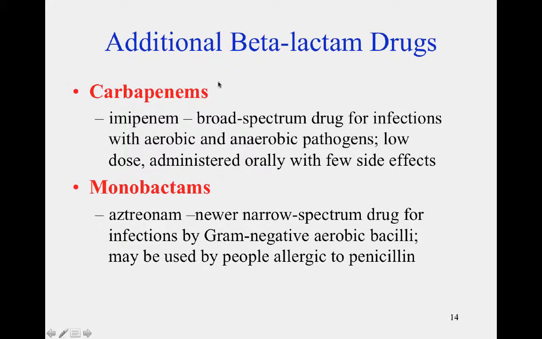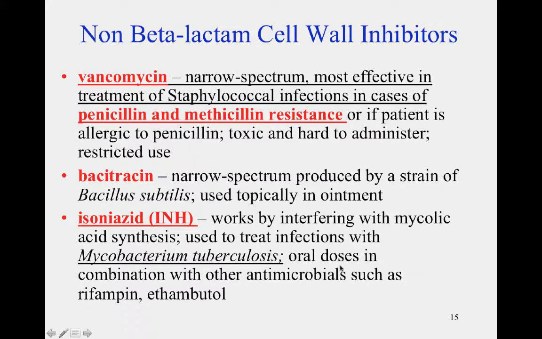Now, some additional beta-lactam drugs include the carbapenems and monobactams. So carbapenems can be used to treat a broad spectrum source of targets with aerobic and anaerobic pathogens, usually given at a low dose. We actually are starting to see, in the case of KPC, that's carbapenem-resistant Klebsiella, so we saw that in the video that I posted. Also monobactam, so this is more narrow spectrum drug for infections by gram-negative, and this would be aerobic bacilli, and may also be used by people who are allergic to penicillin.